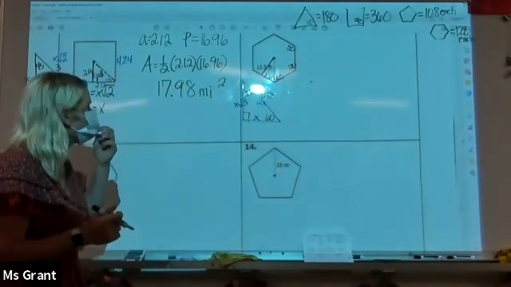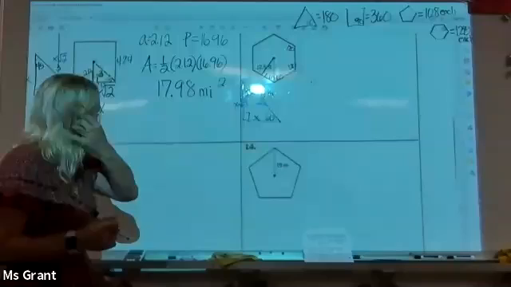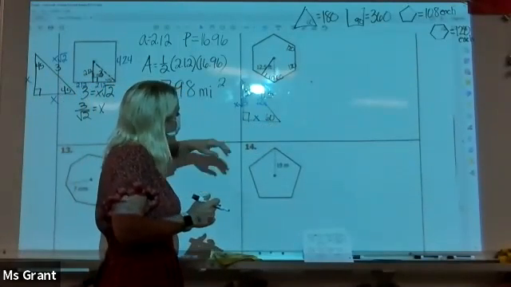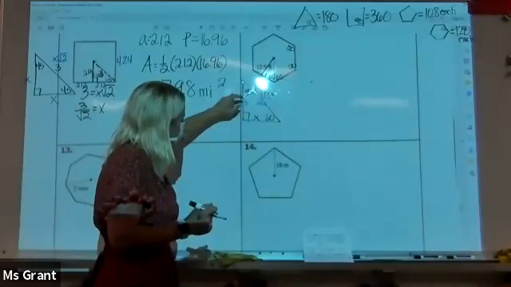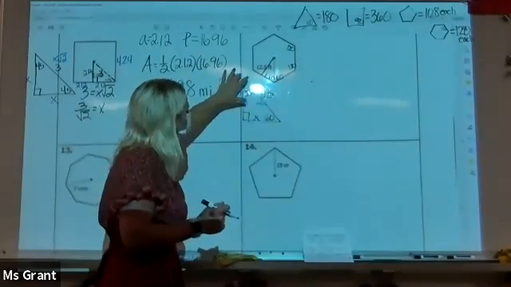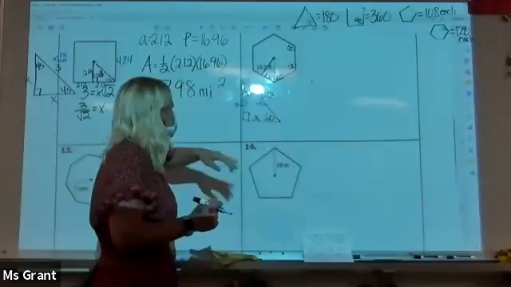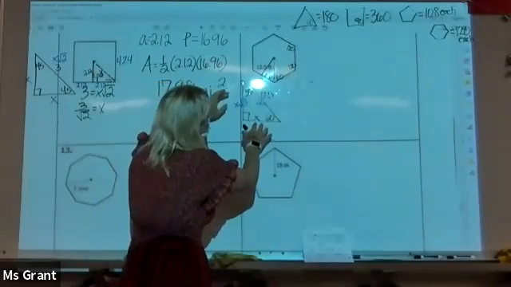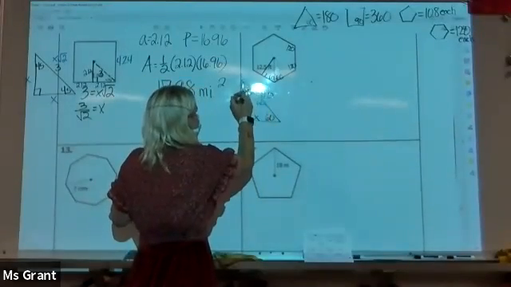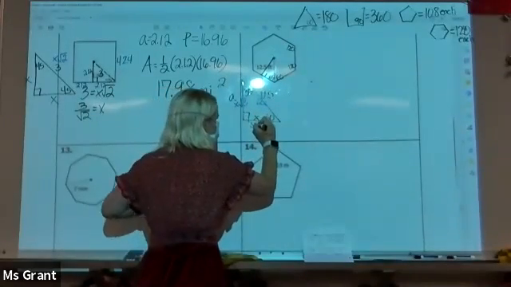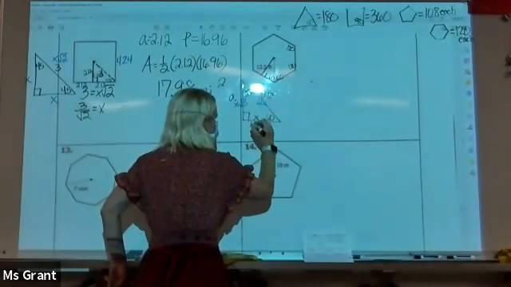I need to know both of these sides. I need to know this, because 12.5 was my hypotenuse. My apothem is going to be this side. And this side here is going to be half of my side length.